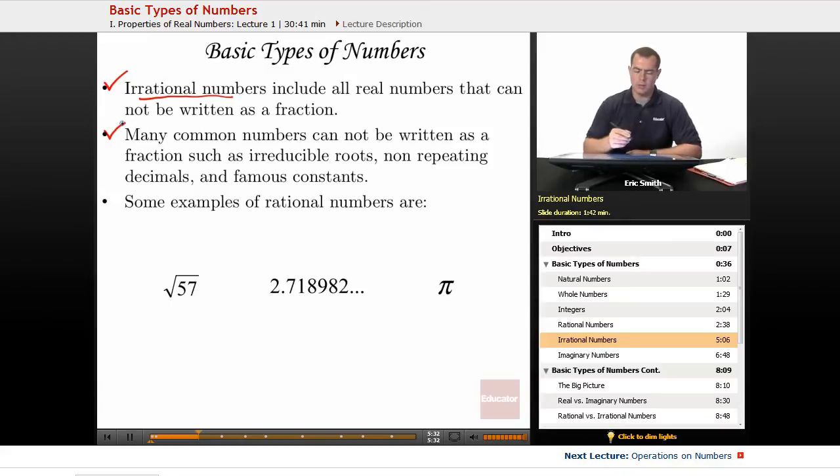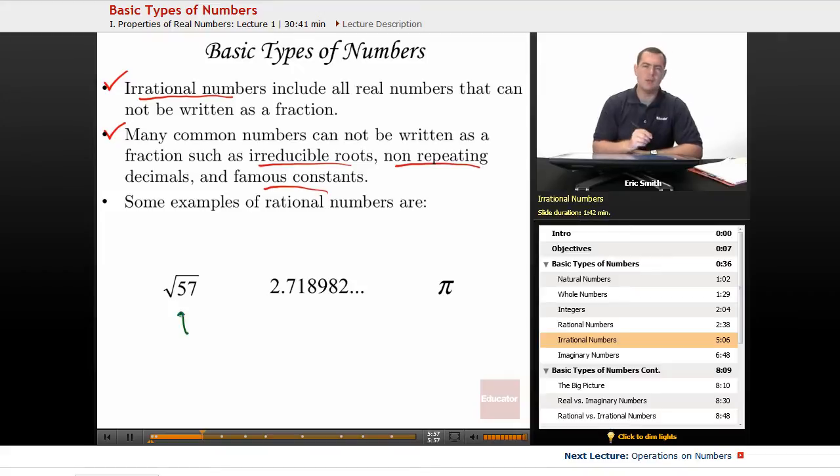But it turns out there's many common numbers that simply cannot be written as a fraction. Some more of the common ones are roots that cannot be reduced any farther. Also, if you have a decimal that goes on and on forever, and it doesn't have a repeated block of numbers in it, then that is a type of irrational number. There's also many famous constants which happen to be irrational numbers, and they show up in many different areas. So again, look at my examples below to see why they are irrational numbers.